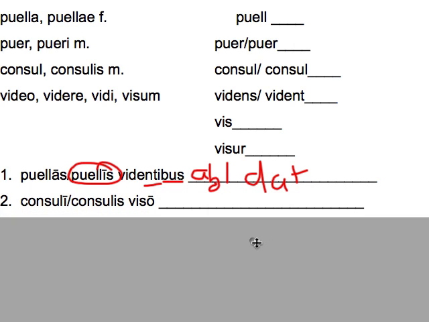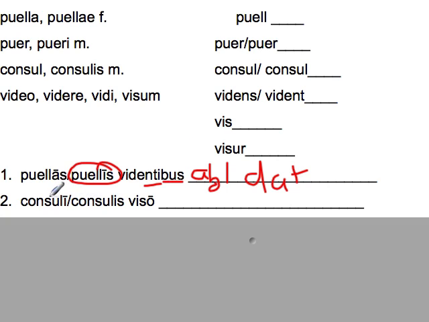Let's look at number 2. We'll do number 2 together as well. We've got consuli or consulis, and then viso. So our participle is viso. That's obviously a perfect passive participle from the fourth principal part. It's got an O ending, so these follow first and second declension patterns right here. So viso is either dative or ablative.